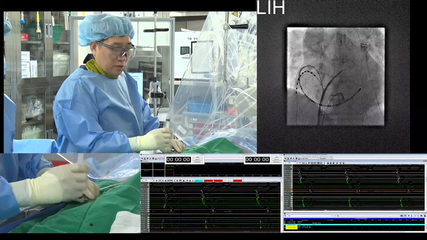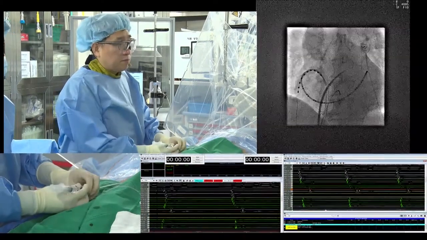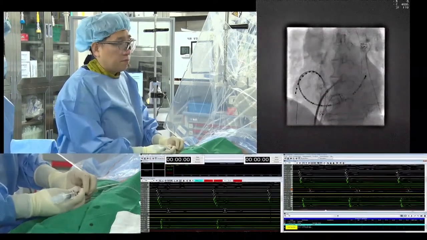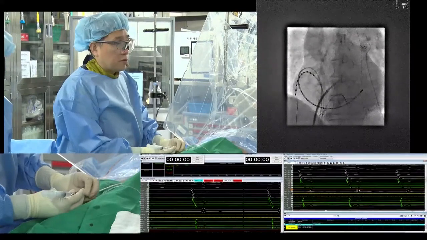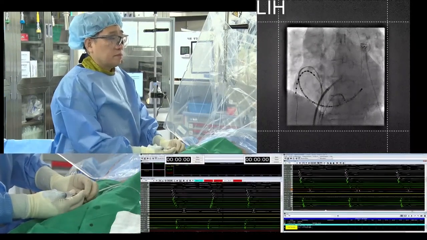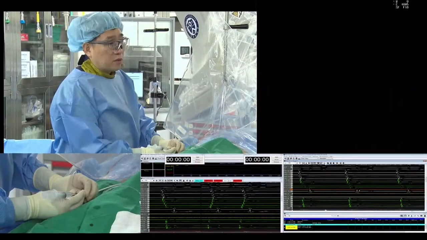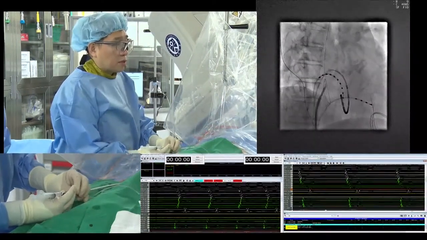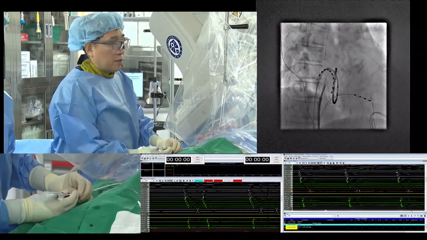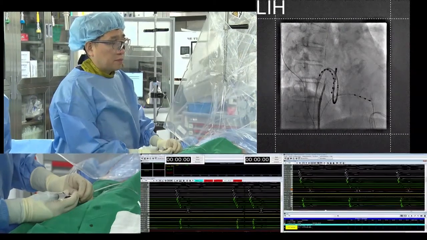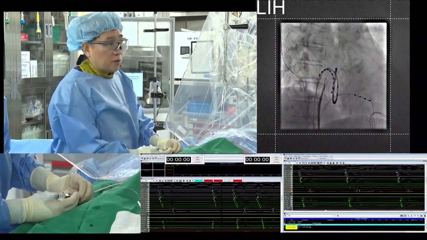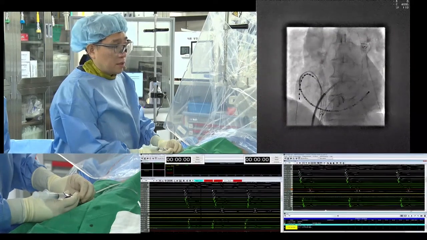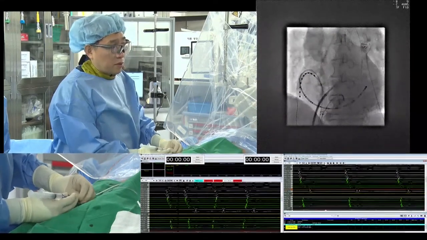If there is no blood in the syringe when you draw back the syringe, your needle tip is not in the proper position. So never try to push your dilator inside. Yeah, still there is no blood. Yeah, I pushed it hard, but still there is no blood withdrawal.